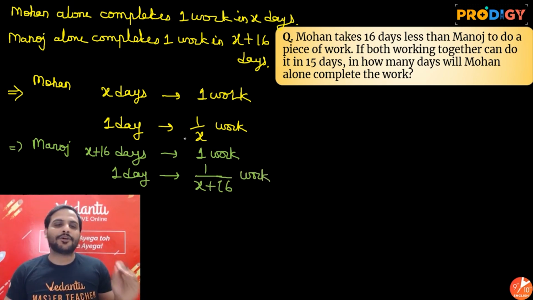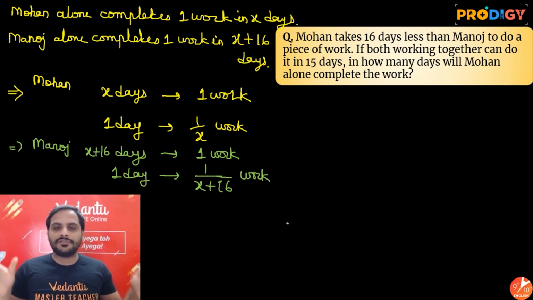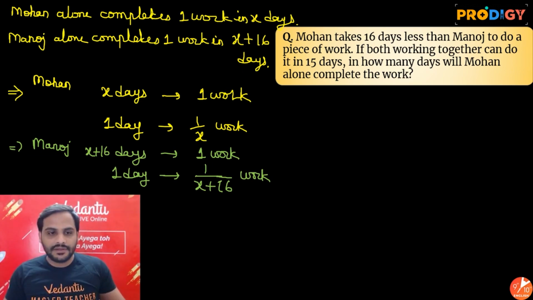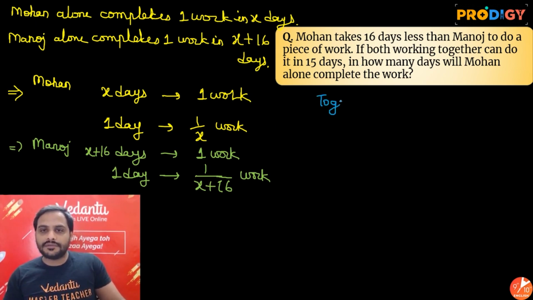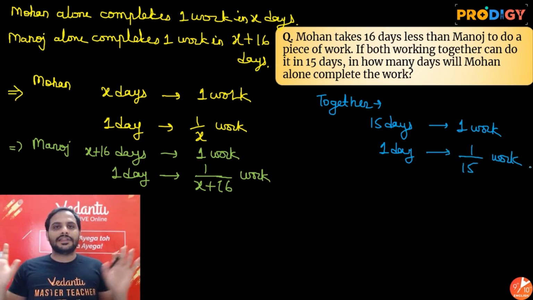Okay, beta. So now I got to know how much work they do when they are working alone every day, which is very important. Because now when they are working together, I can add the work which they are doing. It is clearly saying that when they are working together, they finish one work in 15 days. So in one day, how much work will they finish? They will finish 1 by 15th of the work.